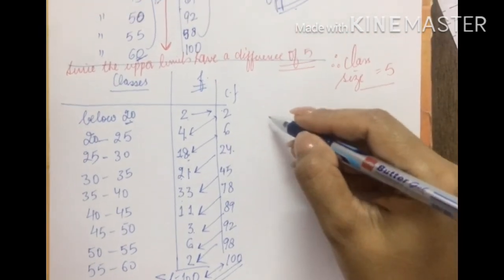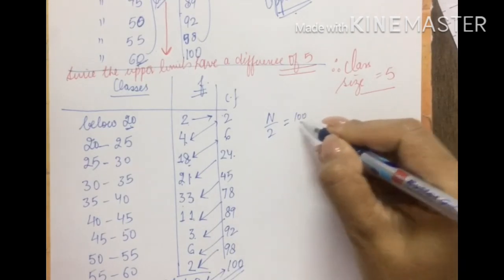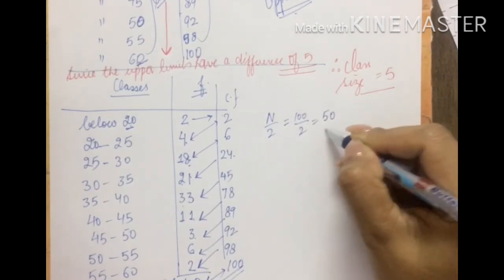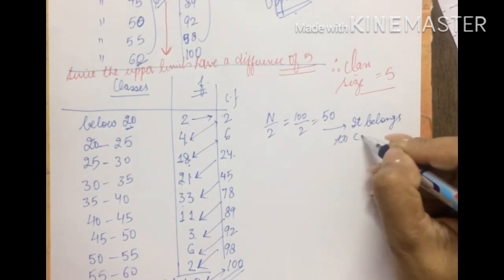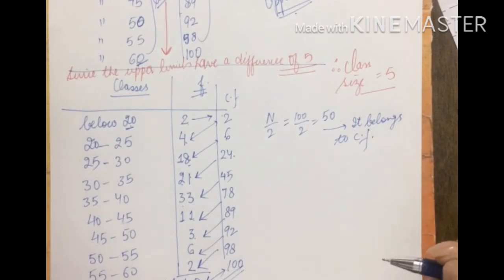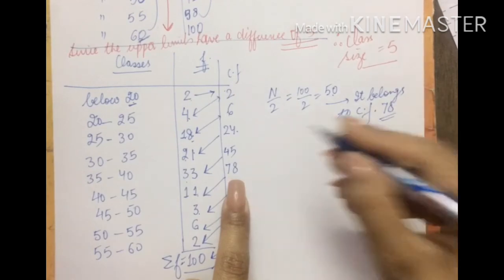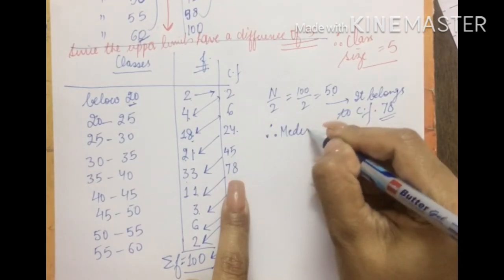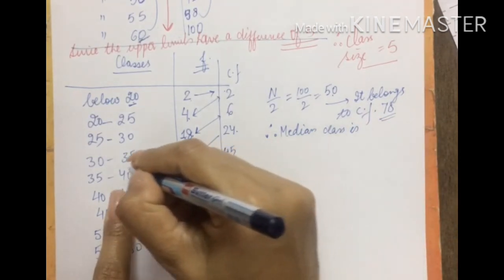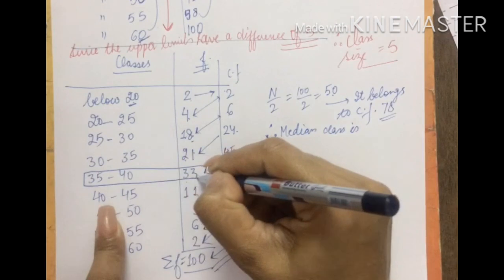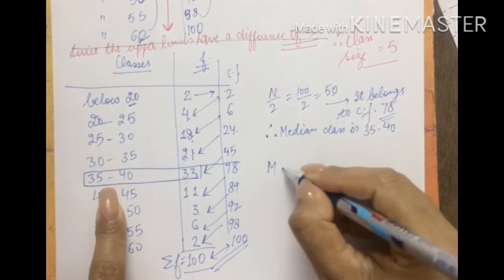After this, to find out the median, the next step is to find n by 2. N by 2 is 100 by 2. This is 50. It belongs to the cumulative frequency which is the next highest for 50, that is 78. Therefore, the median class is 35 to 40.